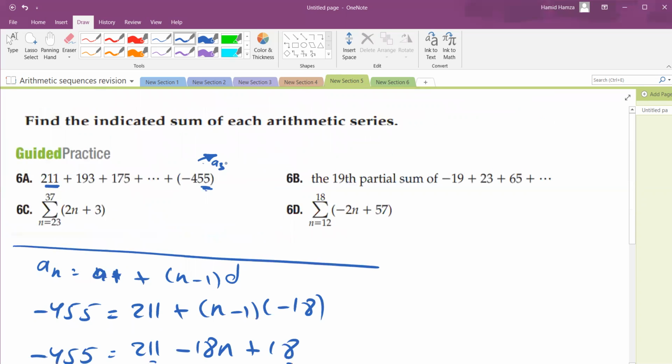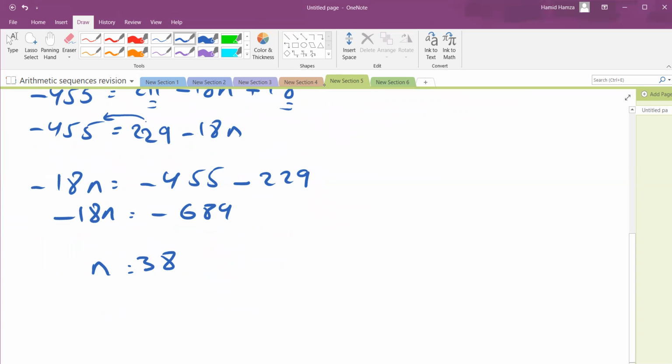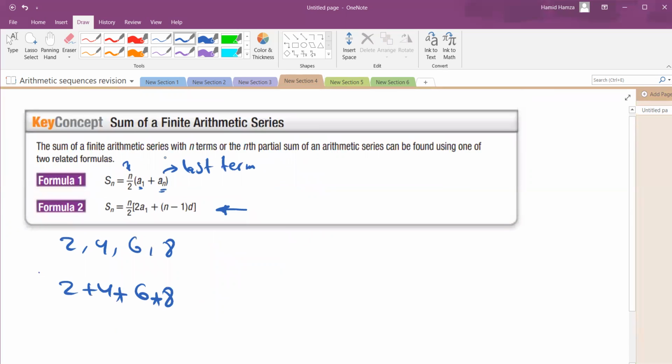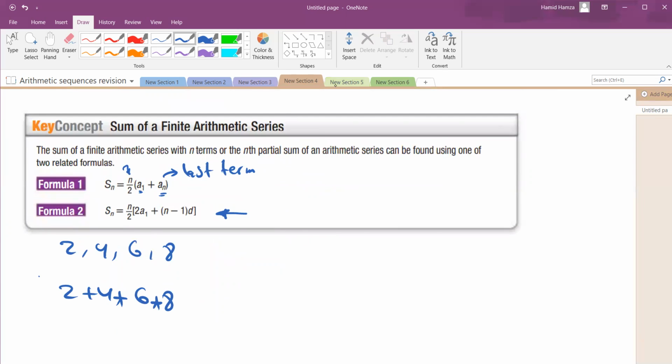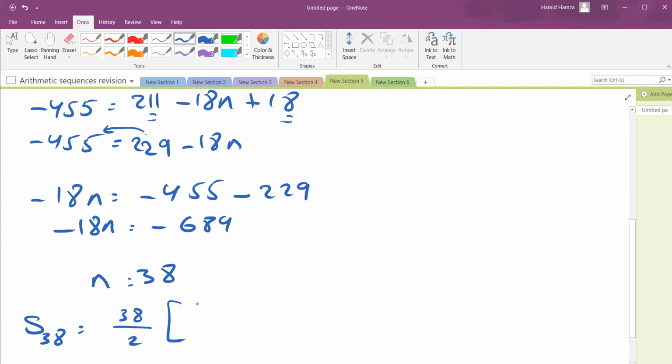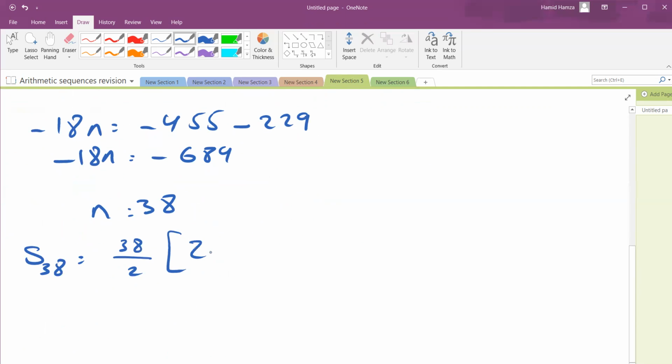So this term is the 38th term, guys. That means I'll add 38 terms. Now let's find the sum. What rule should I use? I'll use the first one because I know the first term and the last term. So the sum will be S38 equals 38 over 2, times A1, which is 211, plus the last term, which is negative 455.